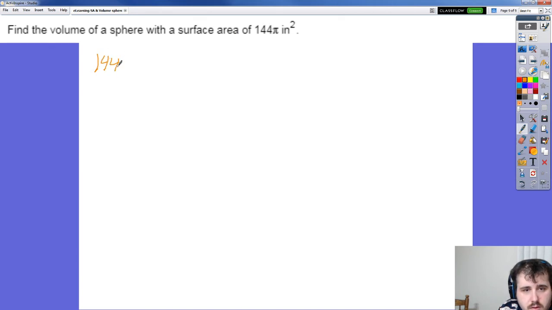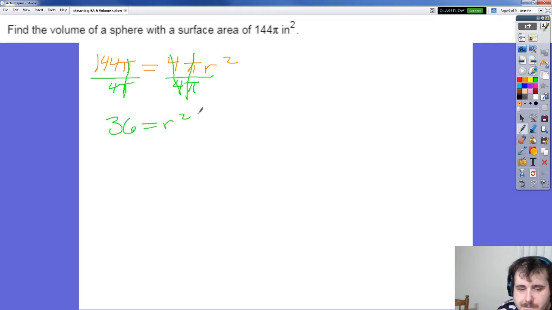144 pi is our surface area. That's 4 pi r squared. So let's get r squared by itself, right? Let's find r squared first, and then we can go through and find r. So I'm going to divide by 4 pi here. So the pi's are going to cancel out. And here the 4's are going to cancel out. And then we got to do 144 divided by 4. If you do that out, you should get 36. And that's r squared, right?